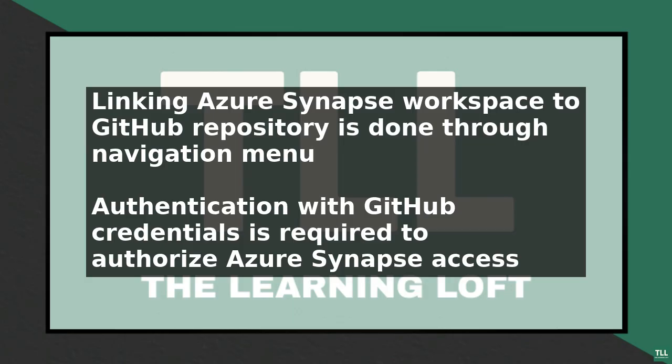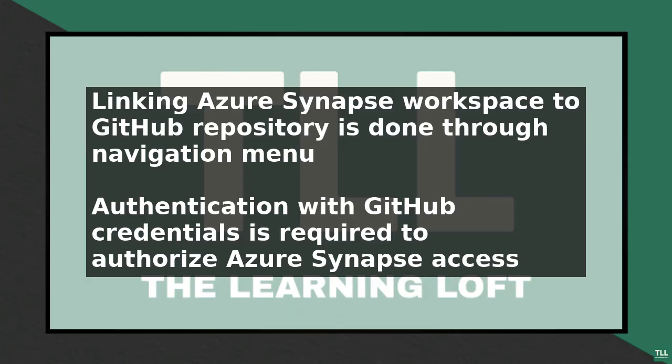This includes creating and managing notebooks, scripts, and other data pipeline components. You can also use GitHub to track changes to your codebase, including who made changes and when. This provides a complete audit trail of all changes made to your data pipeline.